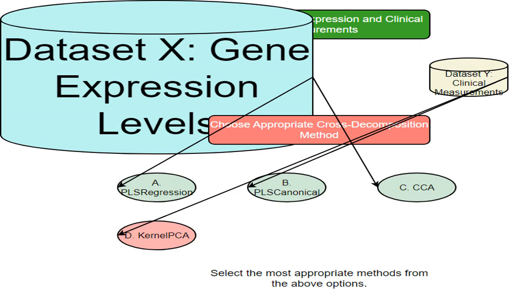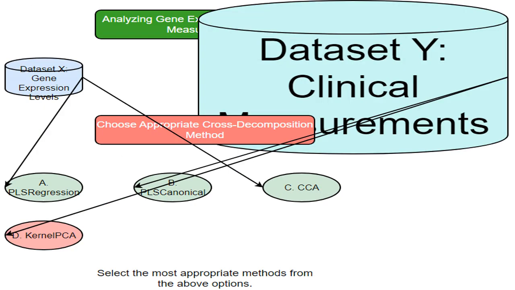I'm representing the data containing the gene expression levels. Think of it as a bunch of numbers showing how active each gene is in a sample. This is one of the two datasets we're comparing. This is the other dataset.